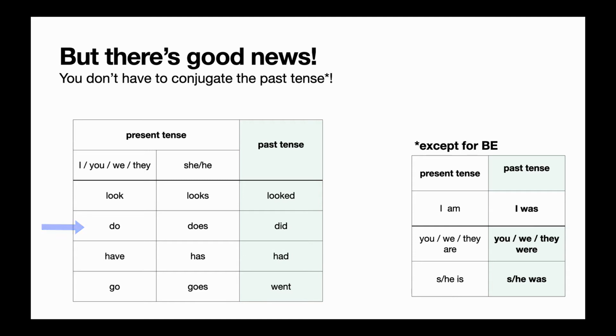The one important exception is for the verb be, which is our very irregular verb. So in the present tense, you would say I am, but the past tense is I was. And you would say you are, we are, they are, but the past tense is you were, we were, they were. And for she and he, in the present tense it's is, and in the past tense it's was. So this verb is obviously the most common verb, and it is the most irregular. You just have to remember it and practice it. But the more you read and the more you listen, the easier it will be.